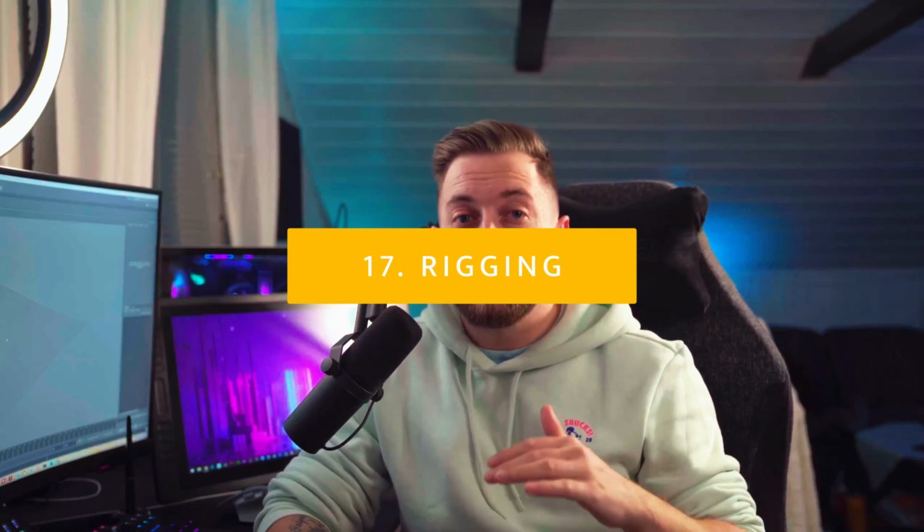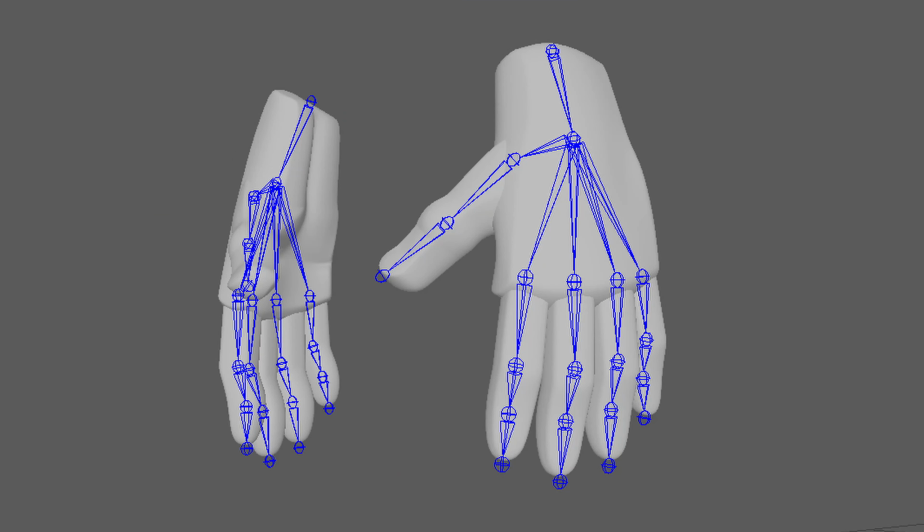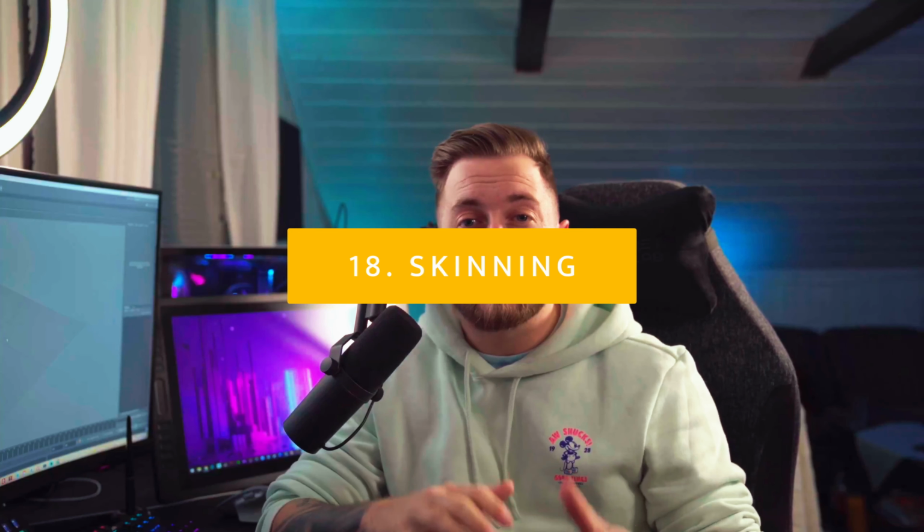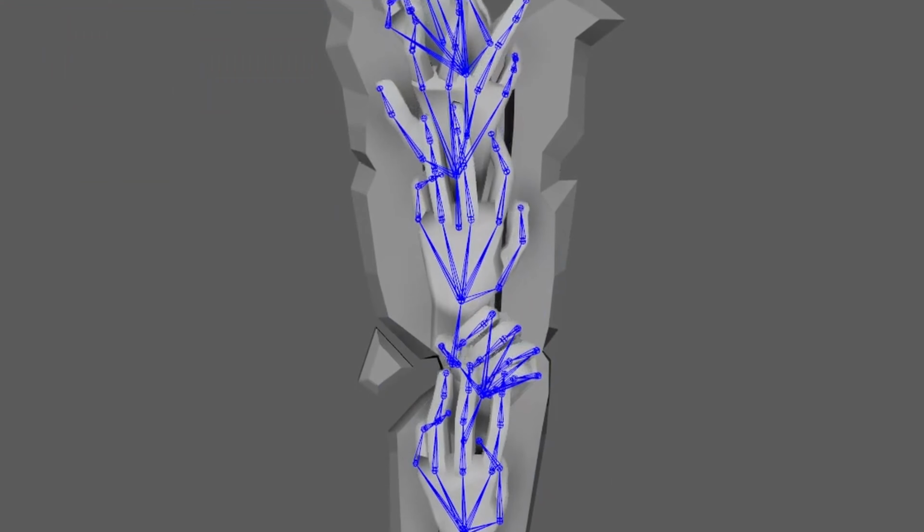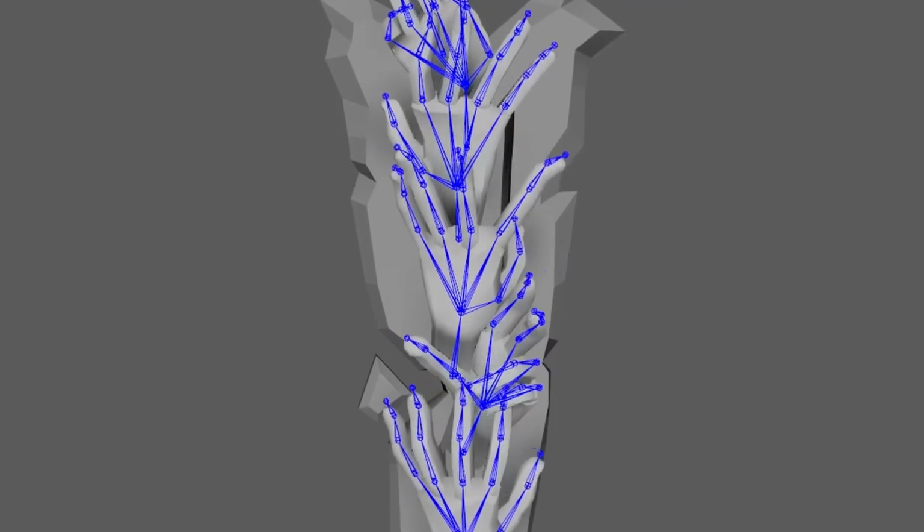Rigging. To animate a mesh, you need to control it, but in a way that doesn't require you to manually move each vertex by itself. So this is what you would call a rig. Skinning. For the mesh to actually adhere and be bound to the rig, it needs to be skinned. It's basically just telling the vertices which part of that skeleton or rig to follow.